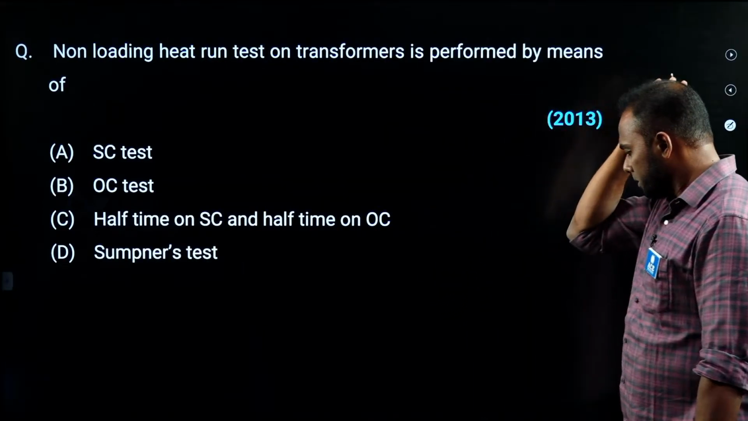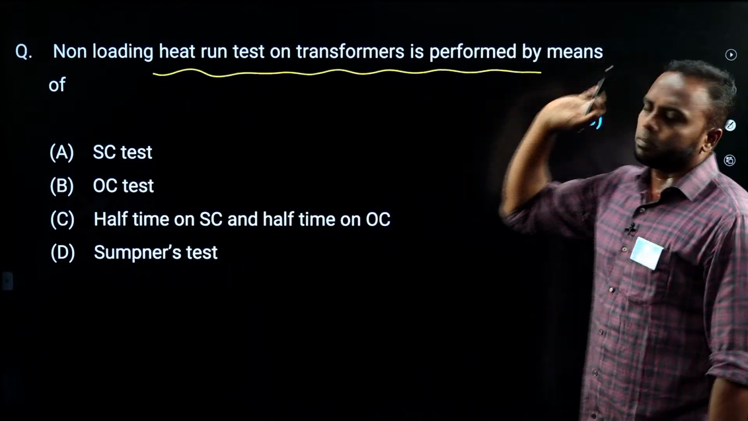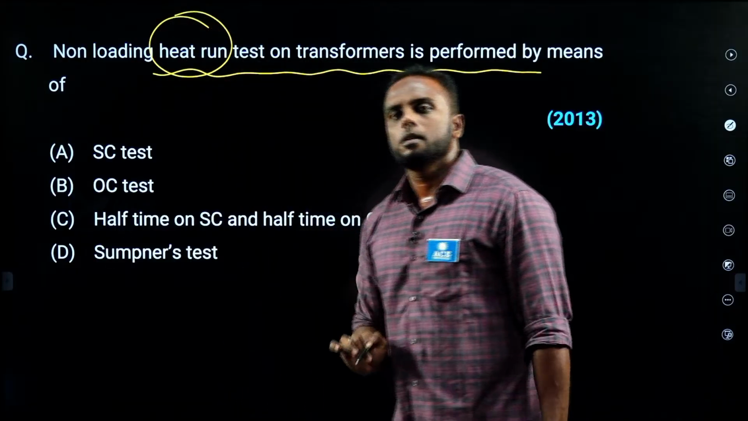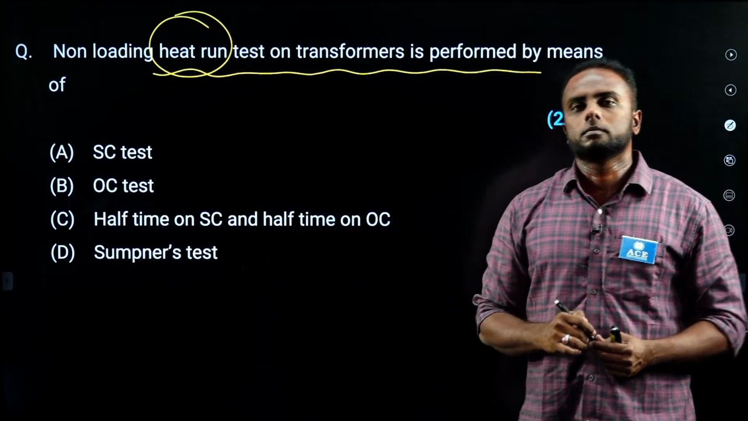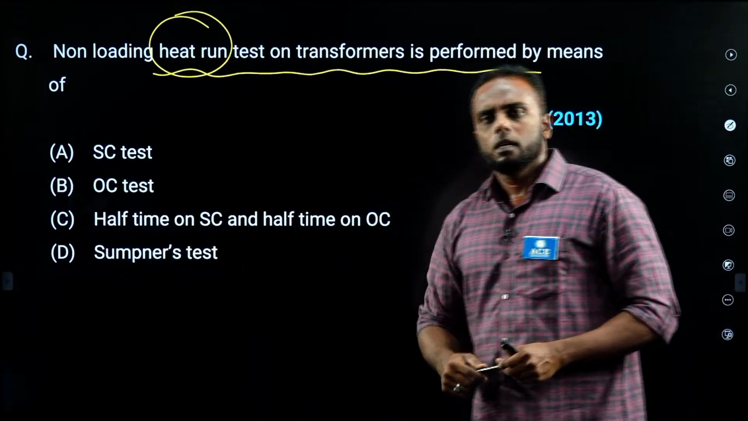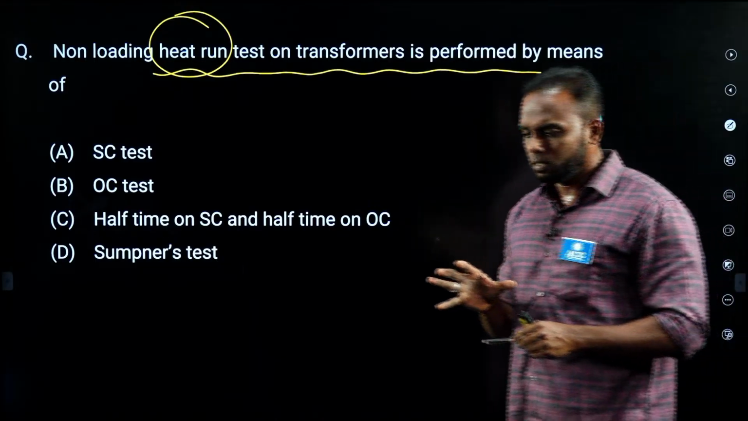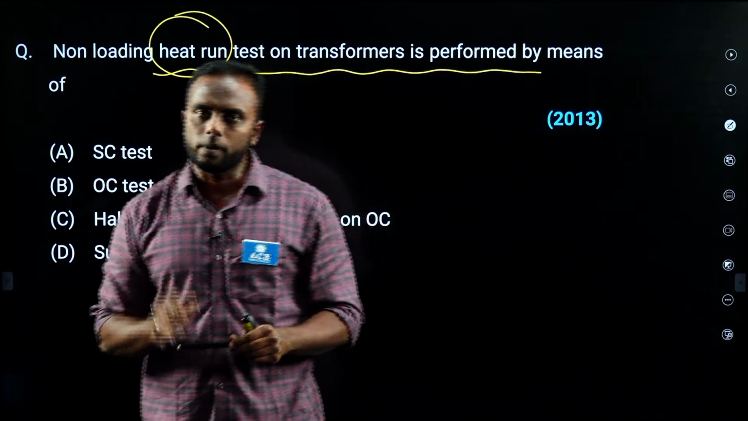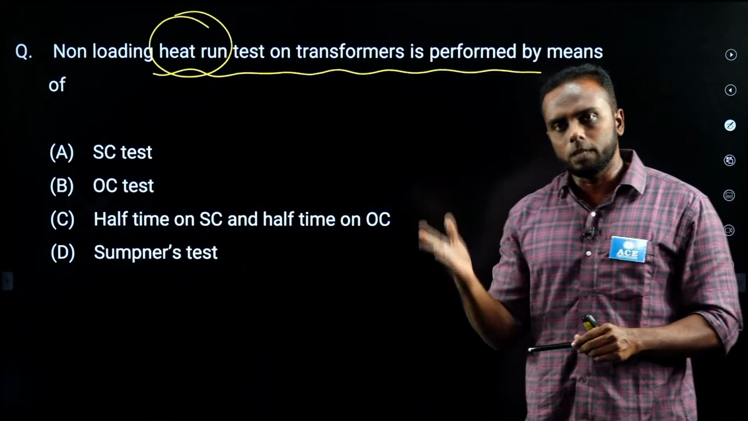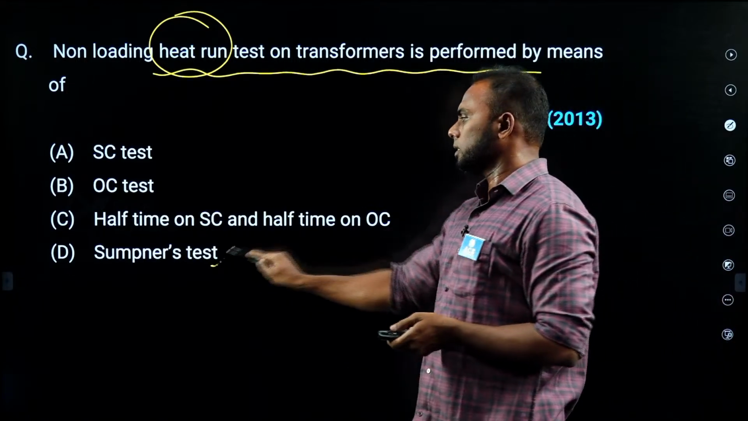See this question, read it. Non-loading heat run test on a transformer is performed by means of dash. Non-loading heat run test. So which one is called the heat run test? The Sumpner's (back-to-back) test is called the heat run test. Non-loading, why? Because in this test we don't connect an actual load. So in the same test we perform the OC and SC tests back to back, so that up to the maximum heat is generated in that, and based on the maximum heat produced we can decide the kVA rating of the transformer, no? So that's why it is the back-to-back test only.